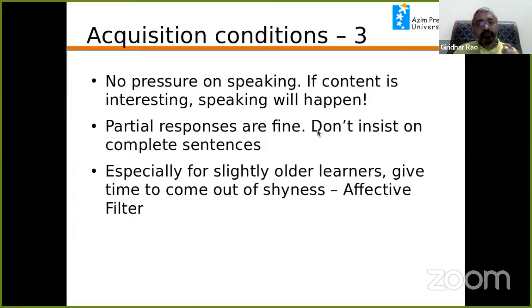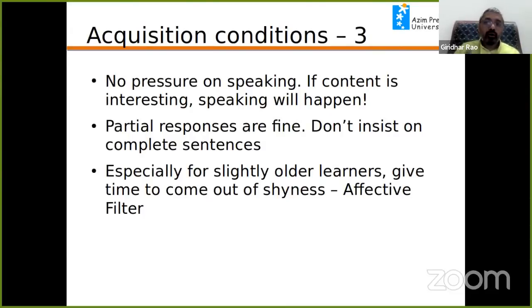So partial responses are fine. You don't need to insist on complete sentences coming out, right? Especially if your learners are slightly older, they need time to come out of their shyness. As you know, as children grow older, they become more and more self-conscious, especially teenagers, but even earlier, and especially depending on who else is in the room, right? So to bring them out of shyness, you need to give them time. A silent period, when they are not being forced to speak and are seeing others speak, they themselves open up.